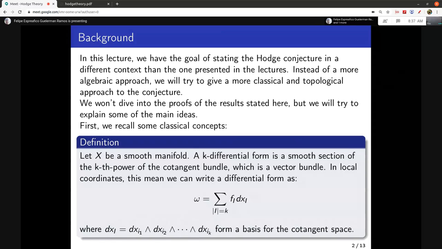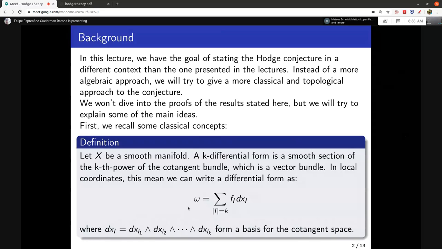So first, we are going to define what is a differential form. A k differential form is a smooth section of the exterior power of the cotangent bundle. It's an antisymmetric form with k entries, so a k-linear antisymmetric form, which of course varies smoothly with every point.